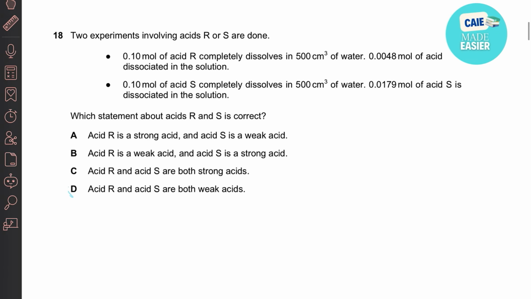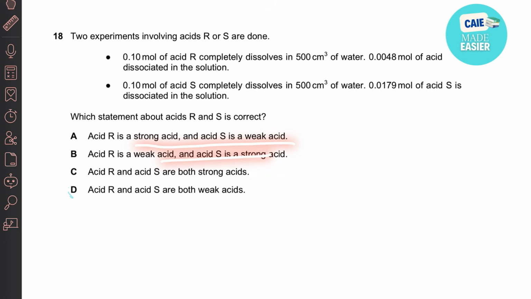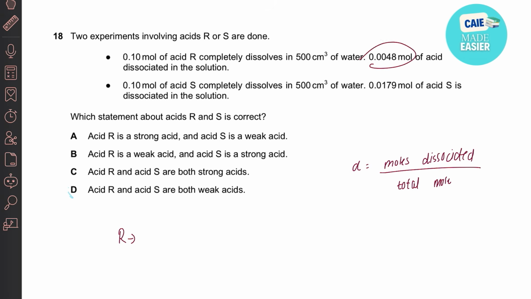Okay, so in order to find which one of these is a strong or weak acid, we can find the fraction dissociated, alpha. Fraction dissociated equals moles dissociated divided by the total moles. If this value equals 1, it's a strong acid. Otherwise, it's a weak acid. So for acid R, dissociated is 0.048 divided by total moles, which is 0.1. This is going to be 0.48.